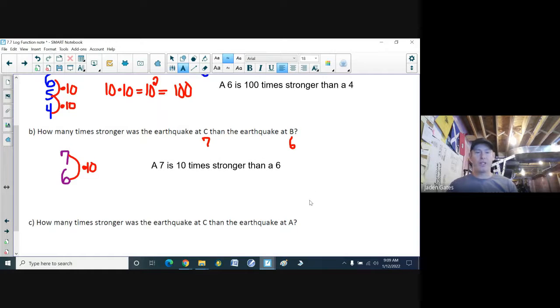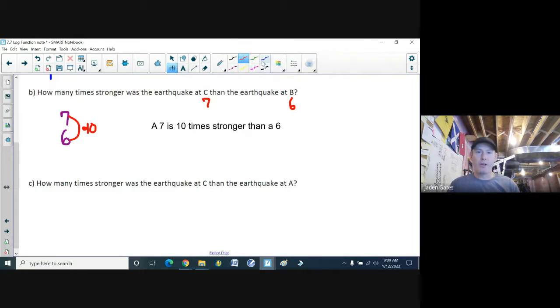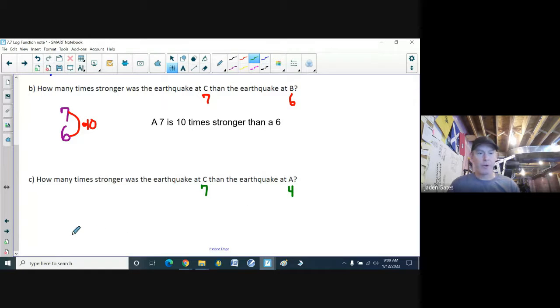Then we get to C, where we're now looking at how many times stronger was the earthquake at C, which again was a 7 on the Richter scale, than an earthquake at A, which is a 4. Well, again, if I'm comparing the two, I'm going to start at 4 and go up by ones, because that's what the Richter scale does. All right, so we get 4, 5, 6, 7. And if I compare the two, I'm making 1, 2, 3 jumps. So that's times 10 every single time.